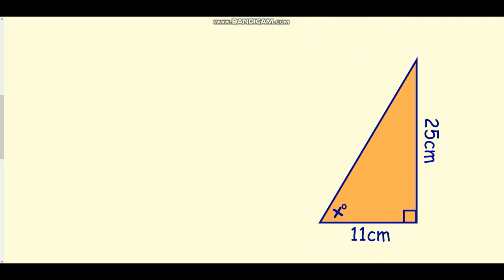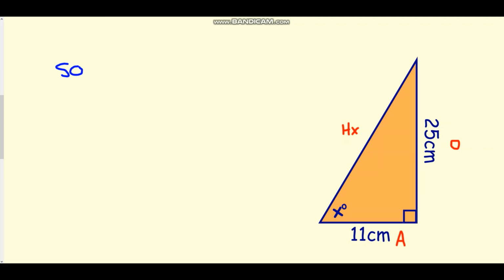Let's have a look at one more example. Again, quickly, we're going to name the sides. That x has an adjacent side there and an opposite side there. We don't have any information for the hypotenuse, so we're not going to be using that in our calculation.